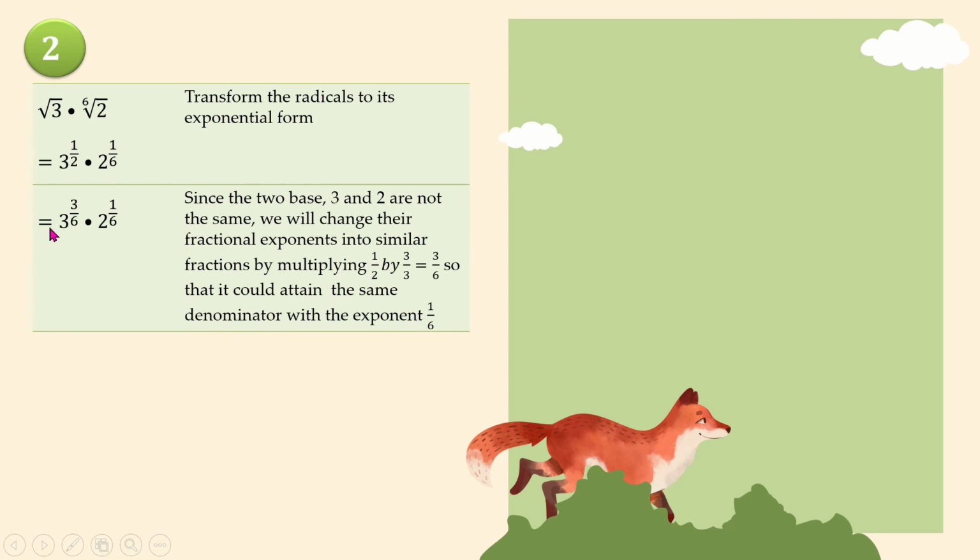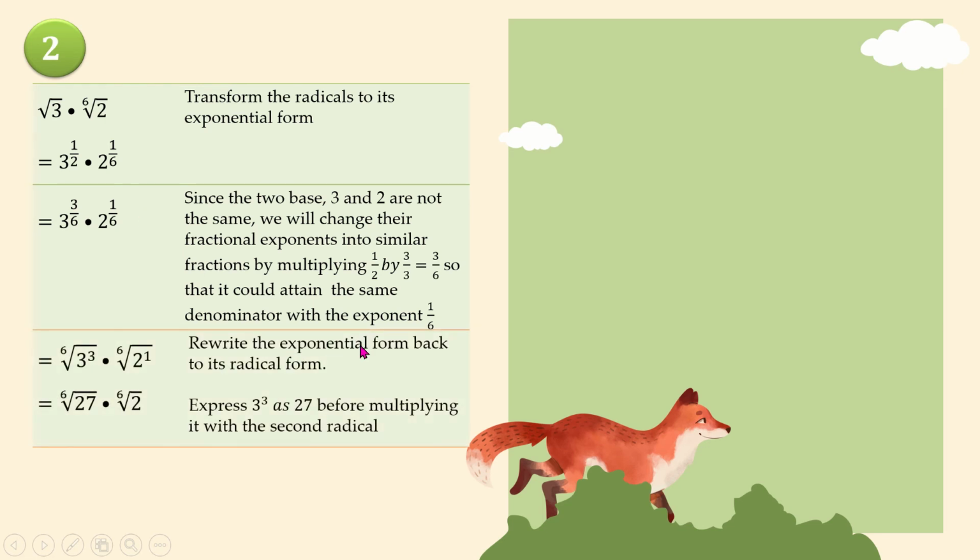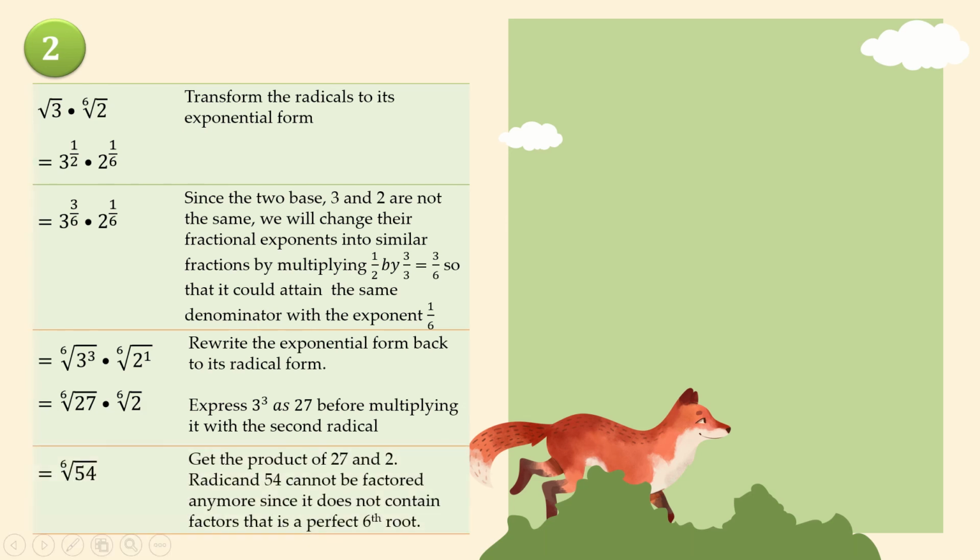Okay? So, this happens: base 3 exponent 3 over 6 times 2 exponent 1 over 6. We write the exponential form back to its radical form. Now they have the same index. 6th root of 3 exponent 3 times 6th root of 2 exponent 1. Next, express 3 cubed as 27 before multiplying it with the second radical. So 3 cubed is 27, because 3 times 3 times 3 is 27. Then copy the 6th root of 2. Understood that if the exponent is 1, it is okay not to write it. Then we do the multiplying. They have the same index.